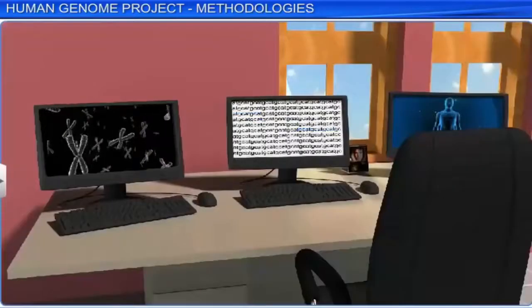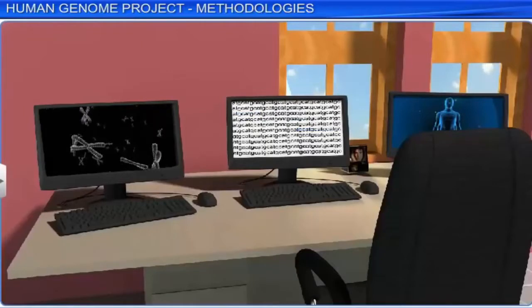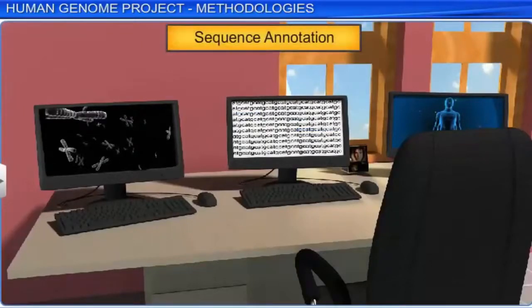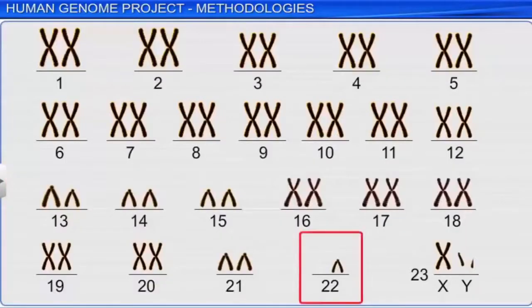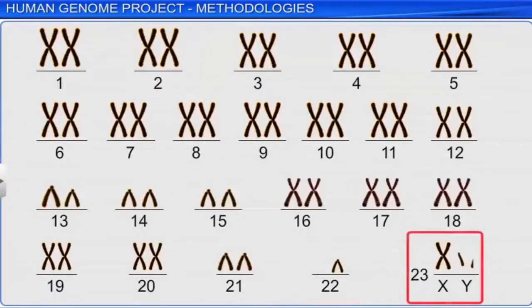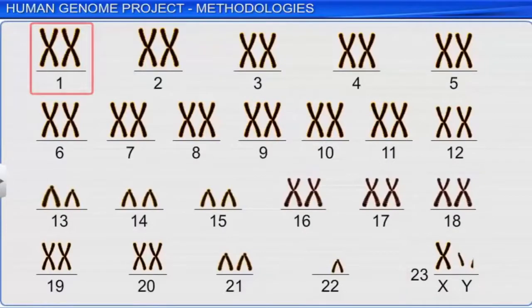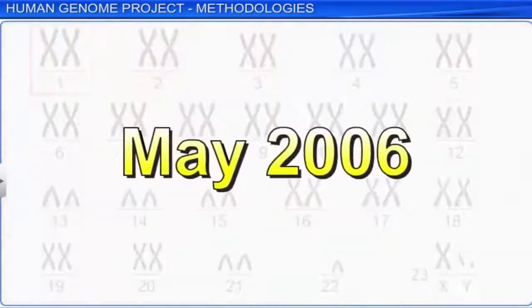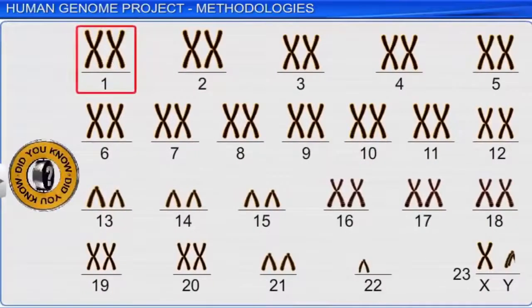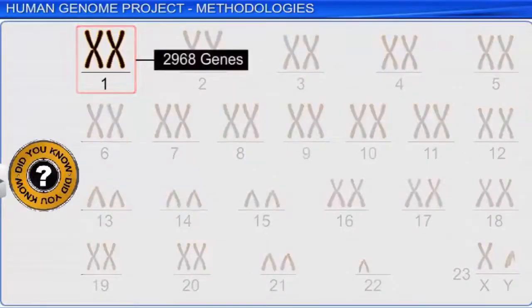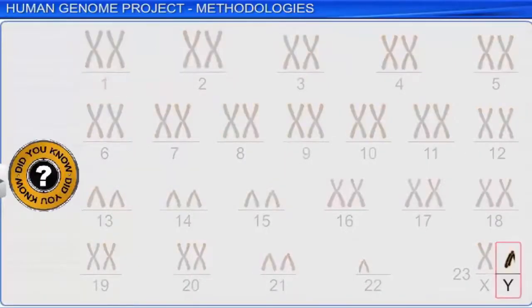Therefore, specialized computer-based programs were developed that annotated these sequences and assigned them to a chromosome. Out of the 22 autosomes and 2 allosomes X and Y, chromosome 1 was the last to be sequenced, in May 2006. Did you know that chromosome 1 has the most number of genes? That is 2,968, whereas chromosome Y has the least number of genes, only 231.